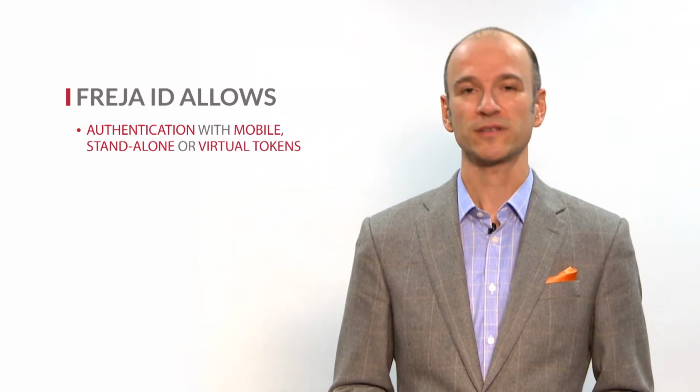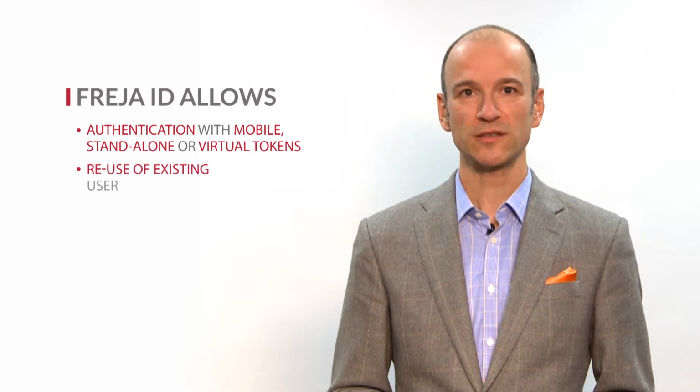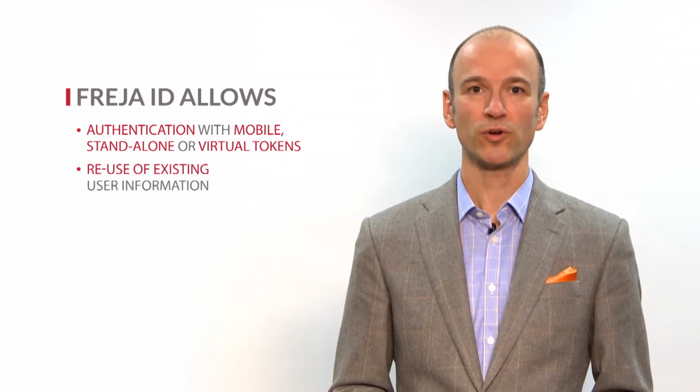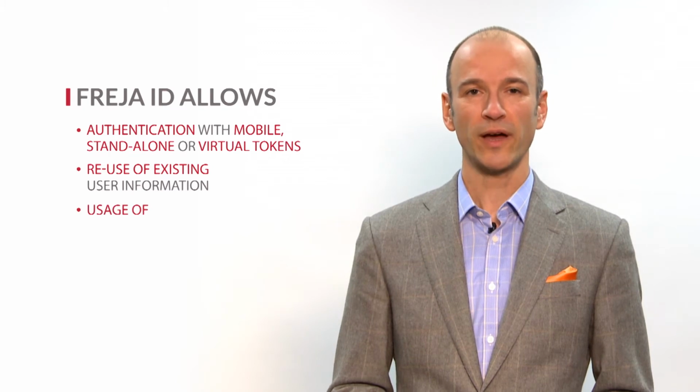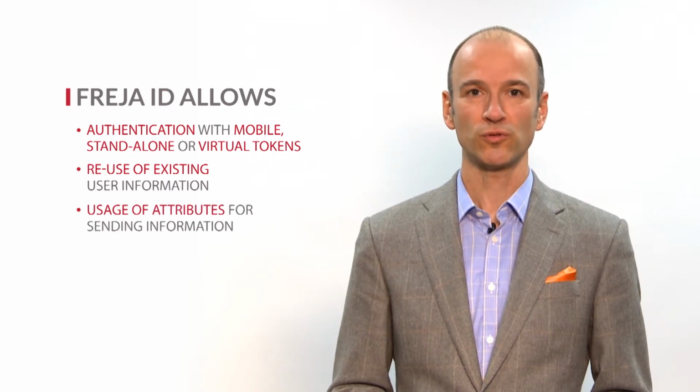Freja ID NG allows authentication with mobile and standalone tokens or virtual tokens delivered via email or SMS, reuse of existing user information stored in one or more directories, and usage of attributes for sending information to and from the system. The rules engine is a simple, yet powerful tool to select an authentication method. It contains rules that are managed in an ordered list with most specific rules at the top and less specific towards the bottom.